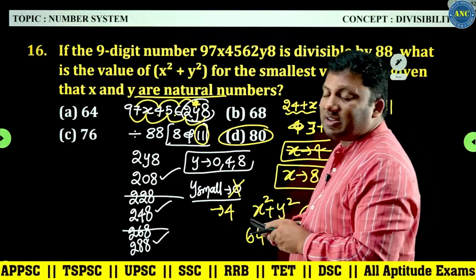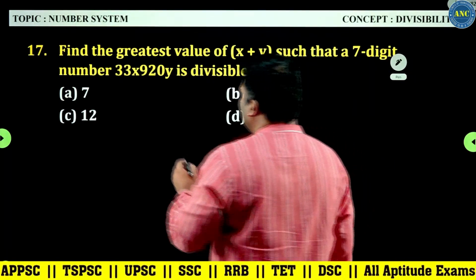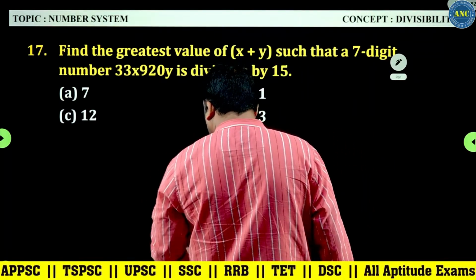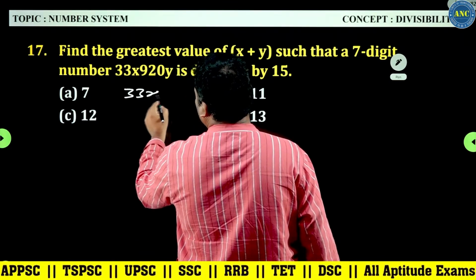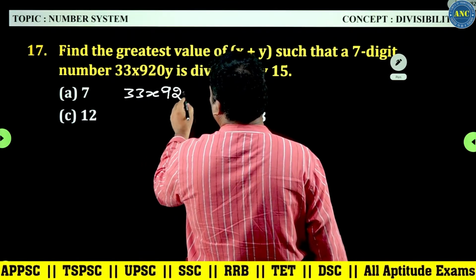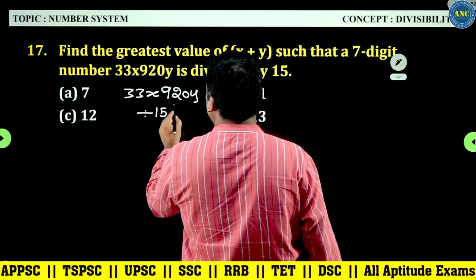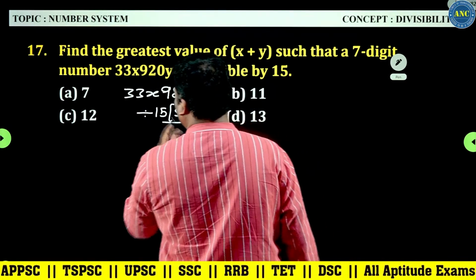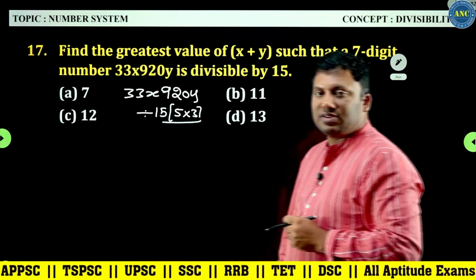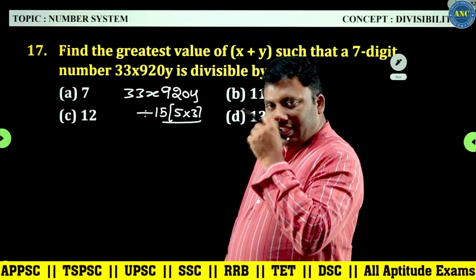Next: the greatest value of x plus y, such that the number given is 33x920y. This is divisible by 15. 15 means it should be divisible by 5 and 3.